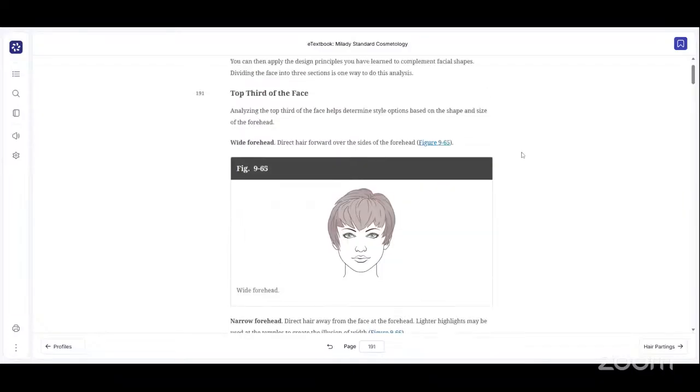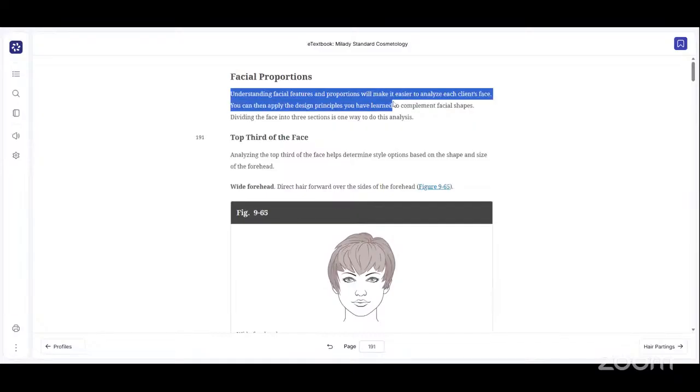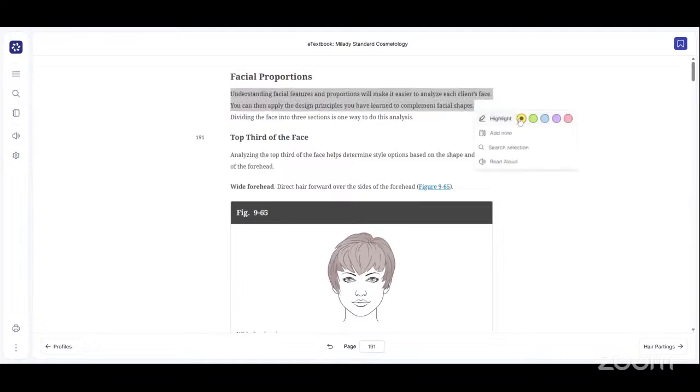So when it talks about facial proportions, it says understanding facial features and proportions makes it easier to analyze each face. And I'm going to put that in yellow. It says you can then apply the design principles you have learned to complement facial shapes. So no matter who your client is, you should be able to tell them what style works best for them.